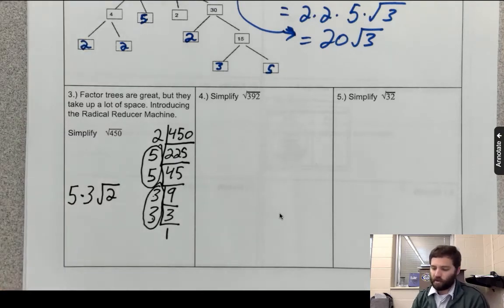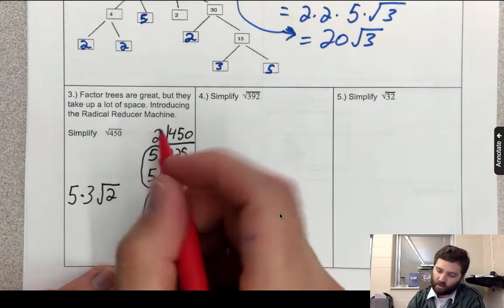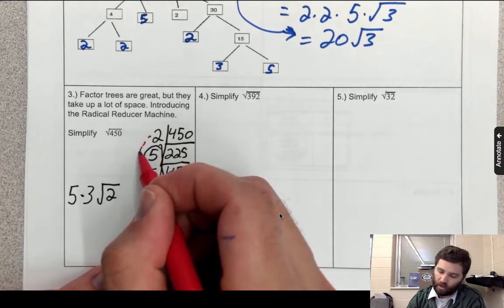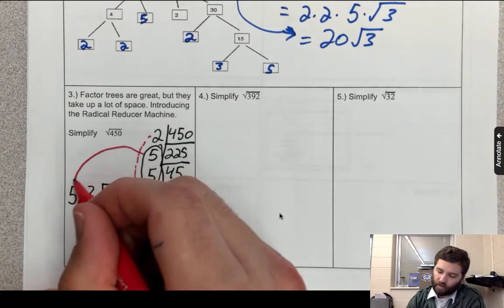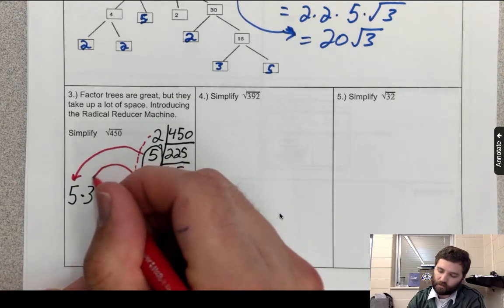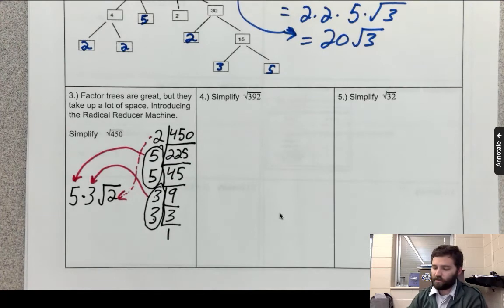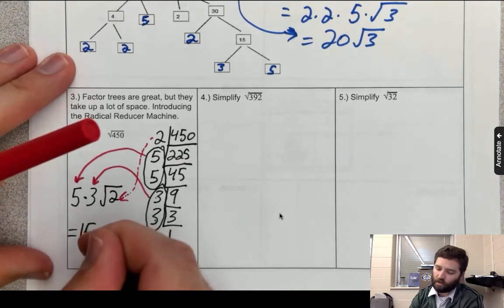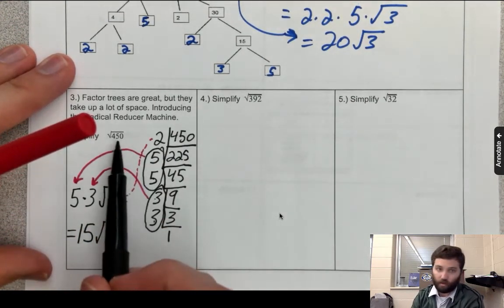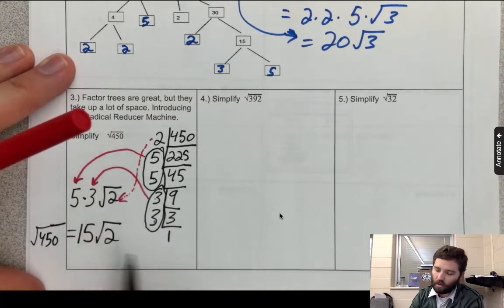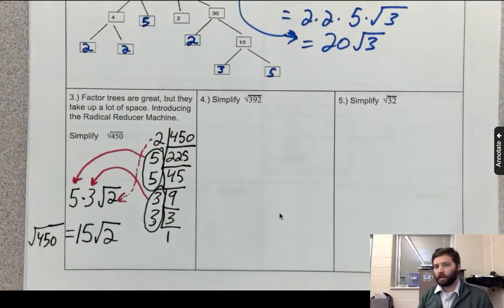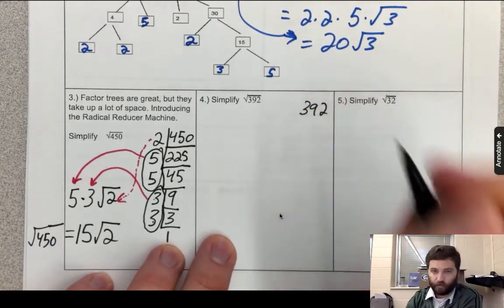So just to emphasize where all the numbers come from here, anything left over after using the radical reducer machine goes underneath the root. Pairs of numbers come out in front. Okay, then our final answer will be 15 square root of 2. So in other words, the square root of 450 is the same as 15 root 2 in its simplified form. All right, you should try the next two and see how you do. Pause the video, try them, and then see how you do.